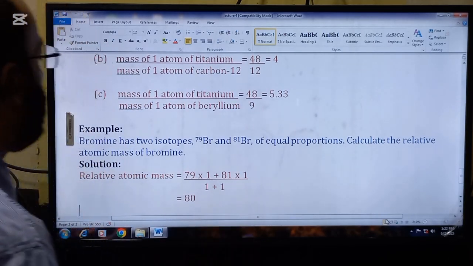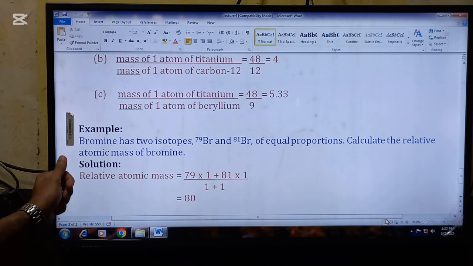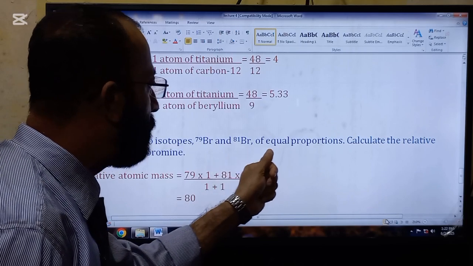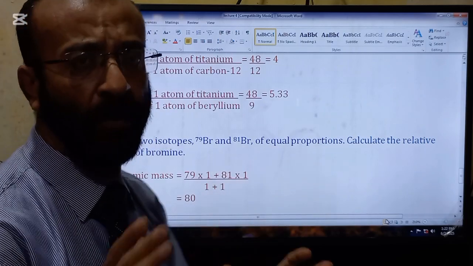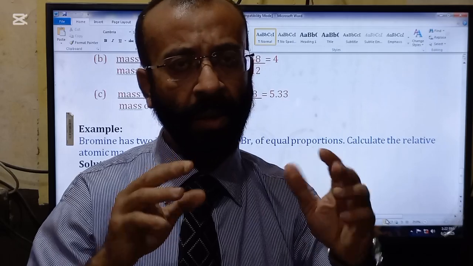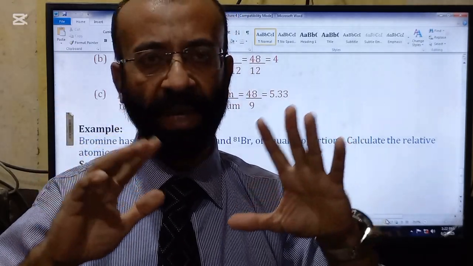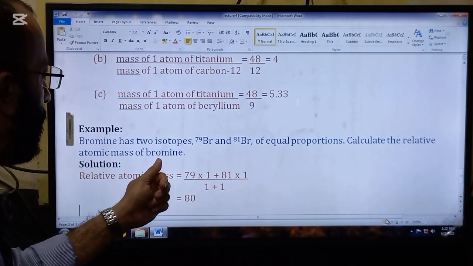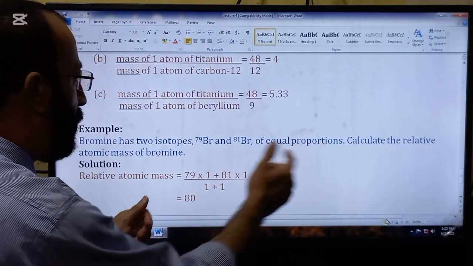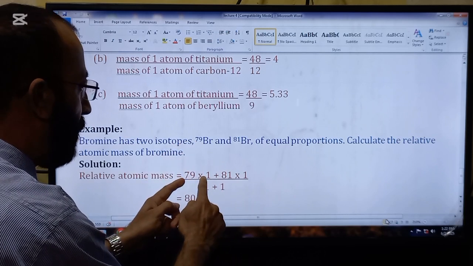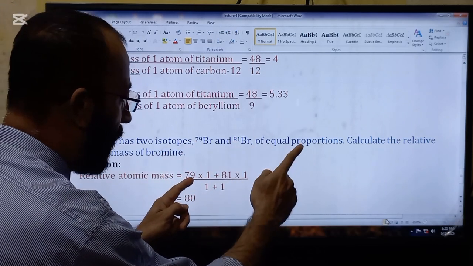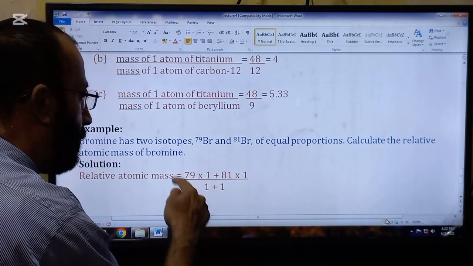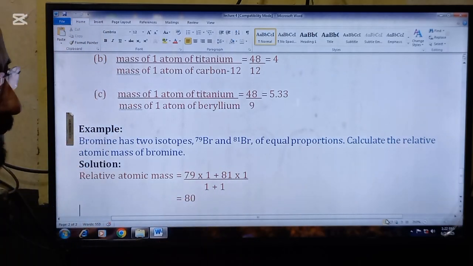Here is the last question of the lecture. Bromine has two isotopes, that is 79Br and 81Br of equal proportions. Equal proportions stands for 1:1. So when we say 1:1, it means equal proportion. Calculate the relative atomic mass of the bromine. So they are in equal proportion. So 79 will be multiplied by 1 plus 81 will be multiplied by also 1, and that 1:1 ratio will be added in the denominator. After solving it on the calculator, you will get the answer.